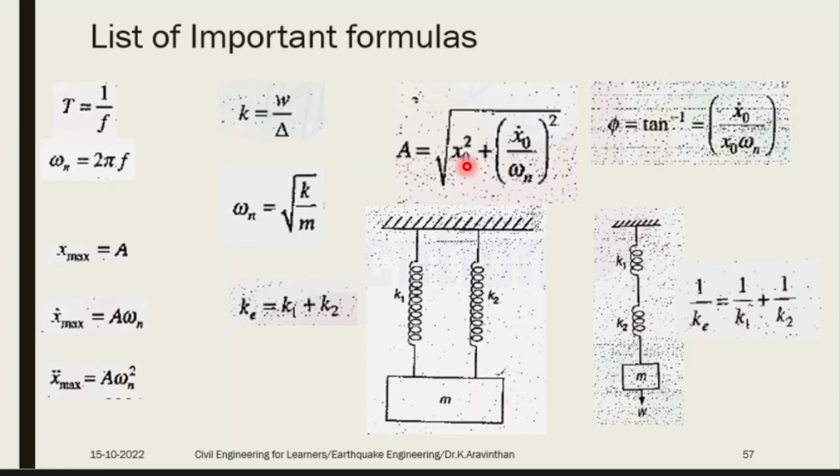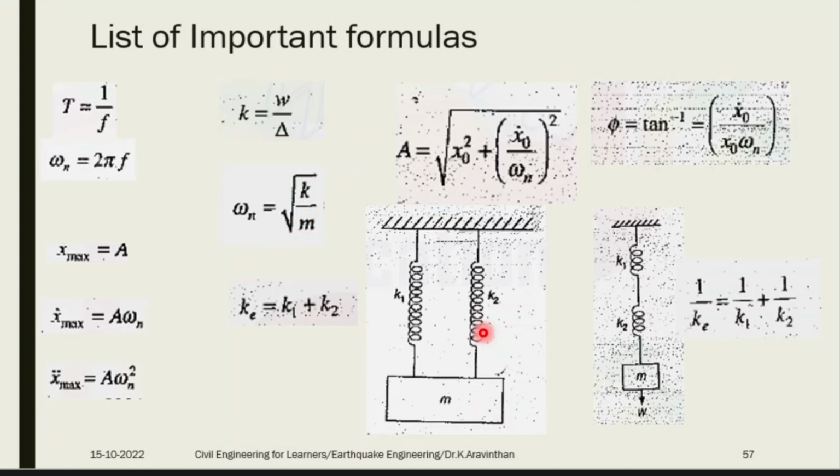Initial displacement. What is x dot naught? Initial velocity divided by omega n. Phi is known as phase angle. The unit is in terms of degrees. Tan inverse of x dot naught divided by x naught omega n. You know omega n is natural frequency, which is root of k by m. k is stiffness, m is mass.